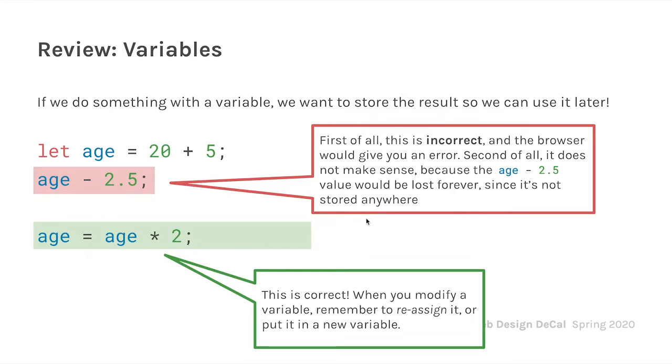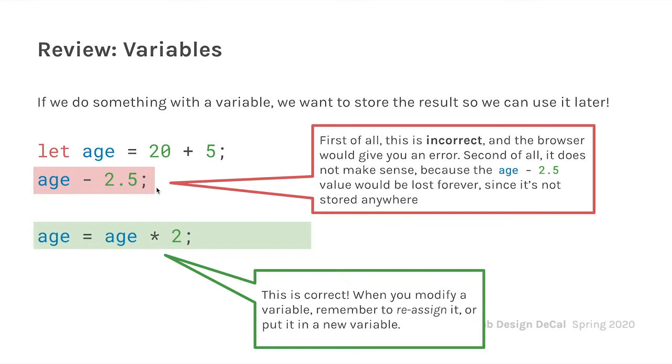One misconception that I want to mention is, let's take a look at this code here. I have a variable, let age equals 20 plus 5. So in this line, we've set age to 25. And in this next line, we say age minus 2.5.